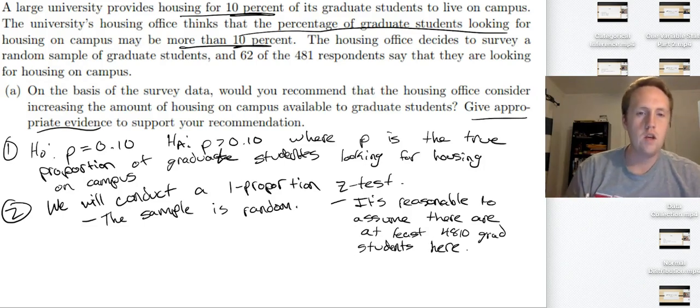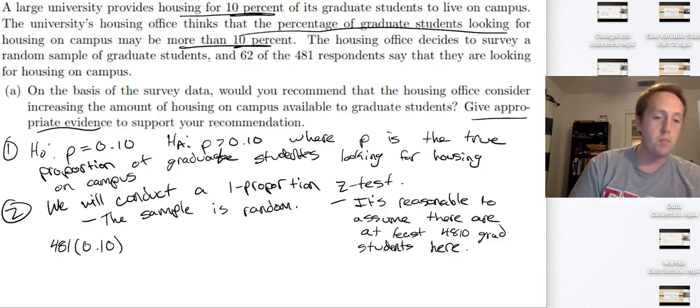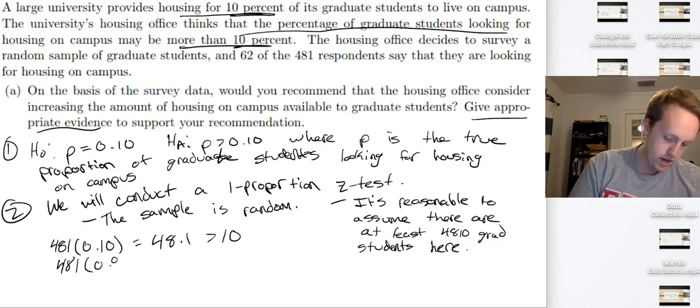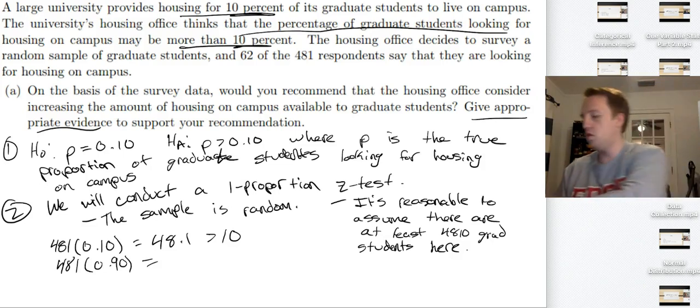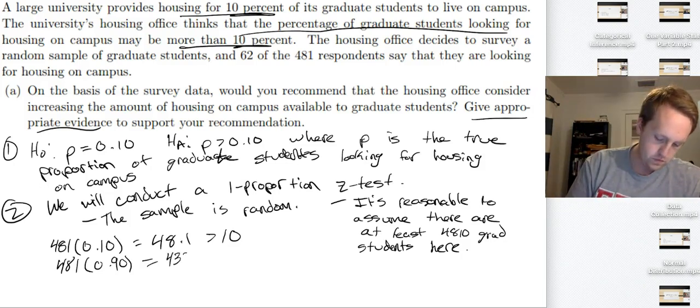At this university, right? So now I need to do large counts because this is a proportions example. So I'm going to do 481 times 0.1. So this is the proportion from the null hypothesis. That's 48.1, which is in fact greater than 10. And then I'm going to do 481 times 0.90, which is 432.9, which is greater than 10. So since large counts is met, the sampling distribution is approximately normal.